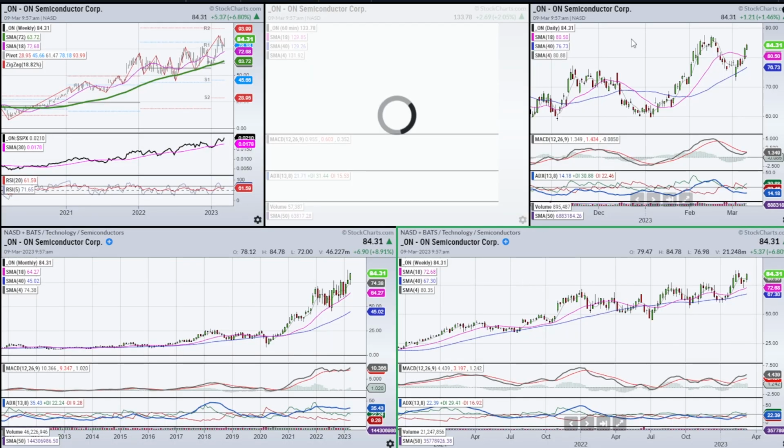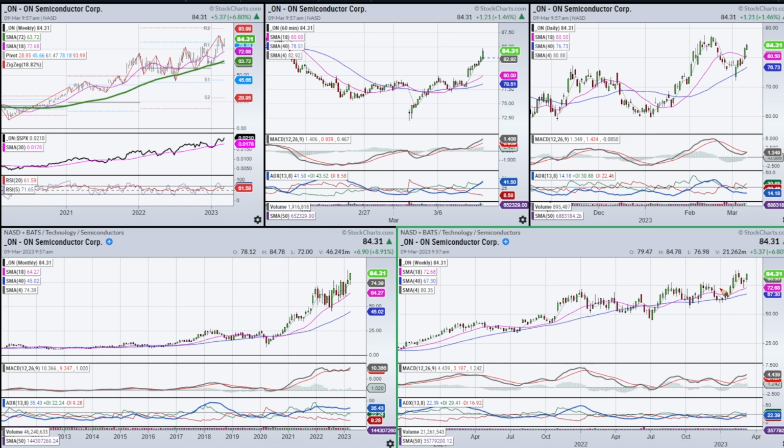Let's look at ON. I like the way this has developed. We broke out of this pattern here, broke out, pulled back. We had a pinch develop on the weekly chart. Now, what would I be thinking based on where it is right now and the fact that we kind of V'd out of this? Look for your second pinch.